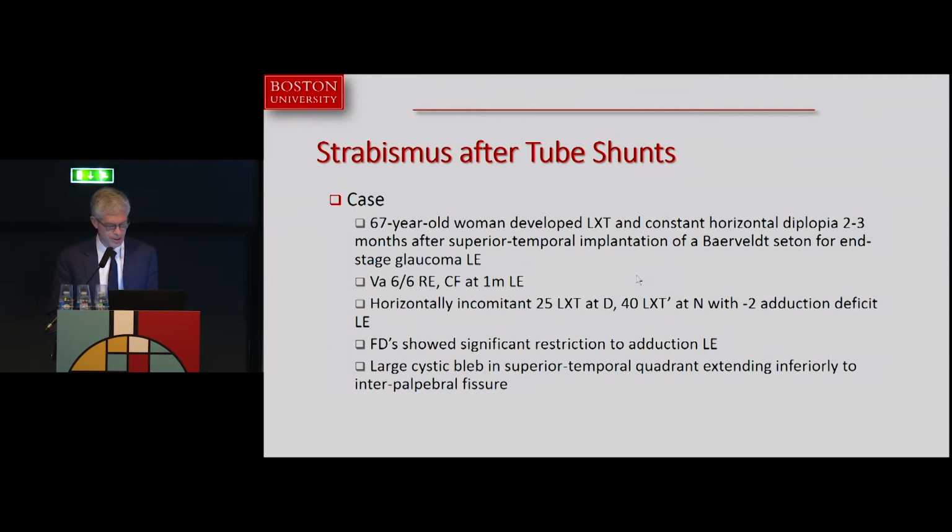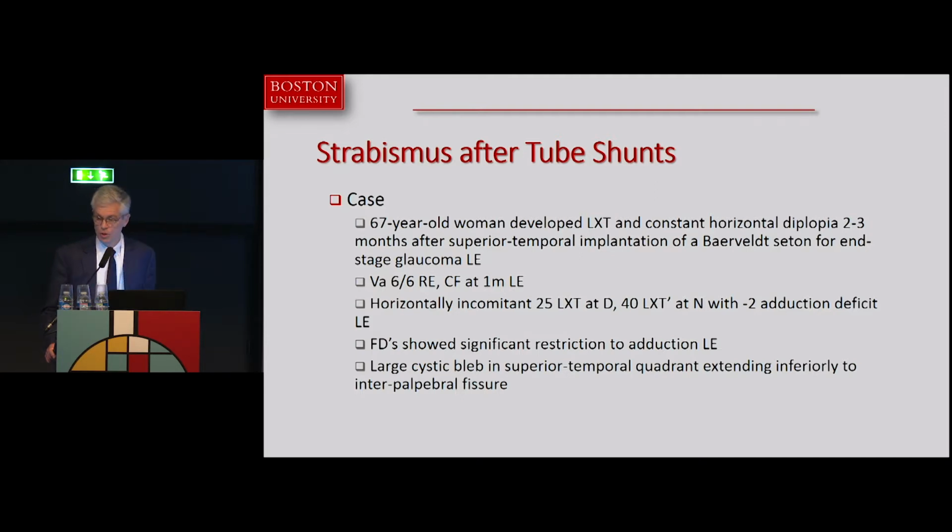So how about strabismus after tube shunts? I'm going to present a case here of a patient I took care of. This was a 67-year-old woman who was referred to me in Boston from Connecticut. She had developed a left exotropia and constant horizontal diplopia 2 to 3 months after she had placement of a Baerveldt in her superior temporal quadrant.